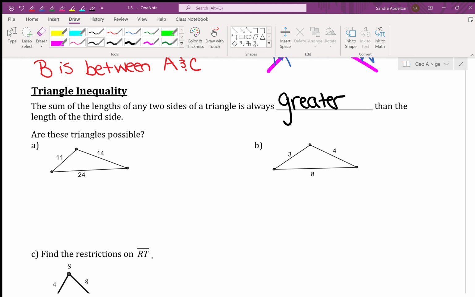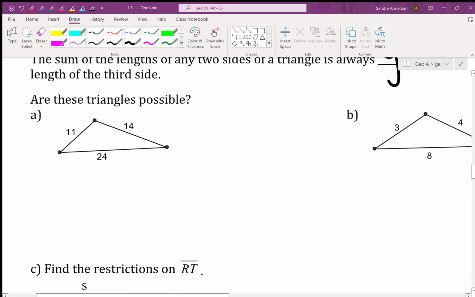and make a triangle nicely. All right, so now I'm giving you some sample spaghetti pieces, and I'm saying, okay, will these fit together to make a nice triangle? Yes or no? So let's test these. So how do we test them? We take any two sides, add them together, and what does it have to be greater than?